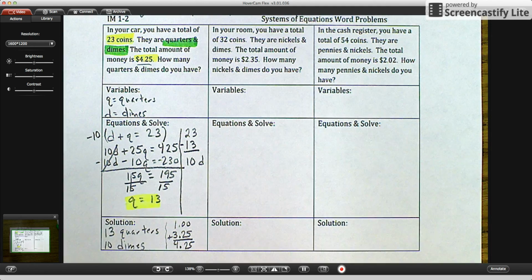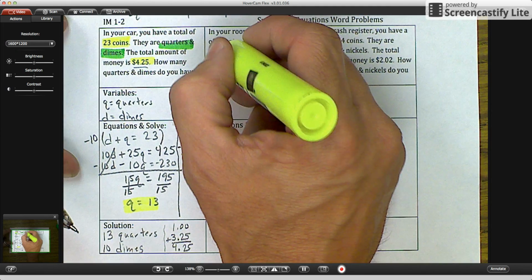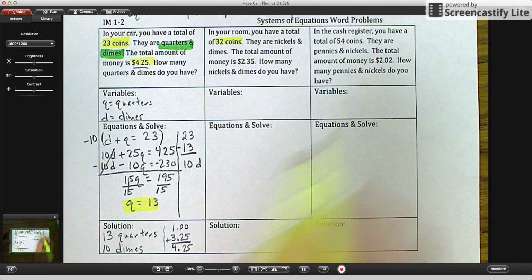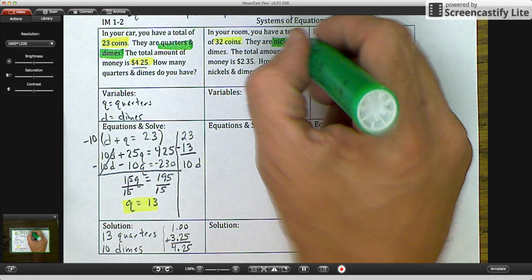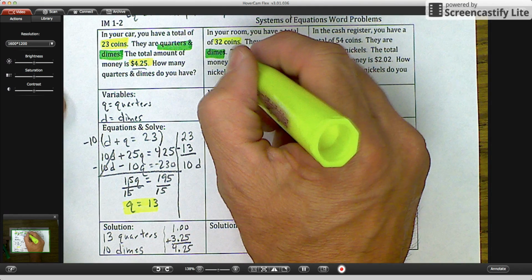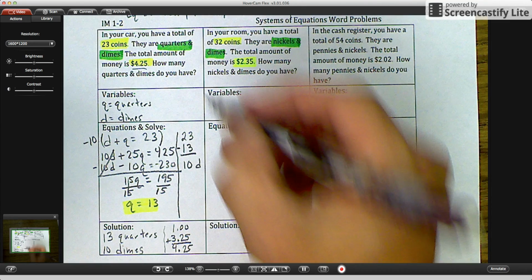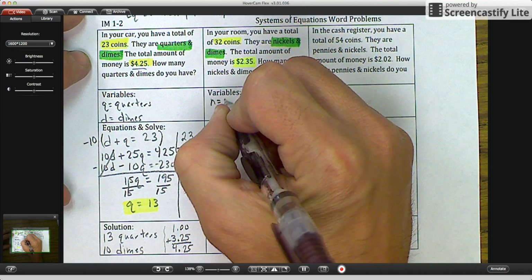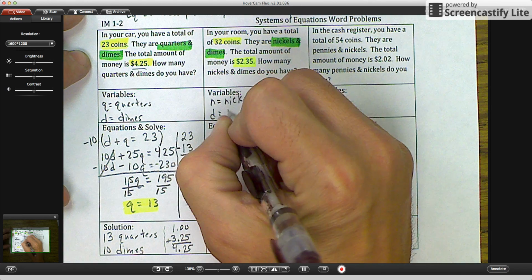Let's look at the second example. It says in your room you have a total of 32 coins. They are nickels and dimes. Okay, so we're dealing with nickels this time and dimes. And the total amount of money that we have is $2.35. So our variables, instead of Q for quarters and D for dimes, this time we're going to do N for nickels and D for dimes.